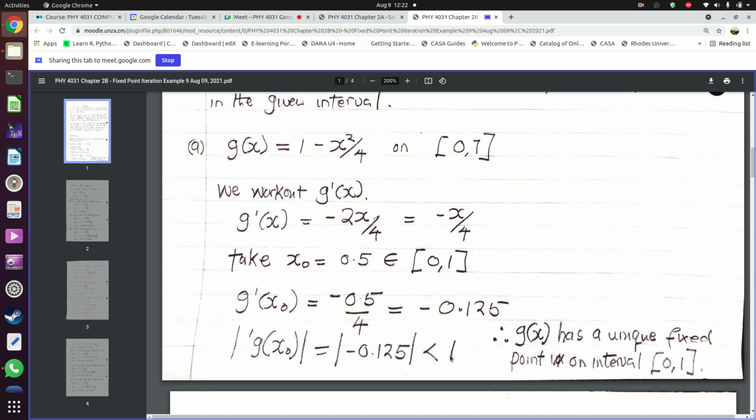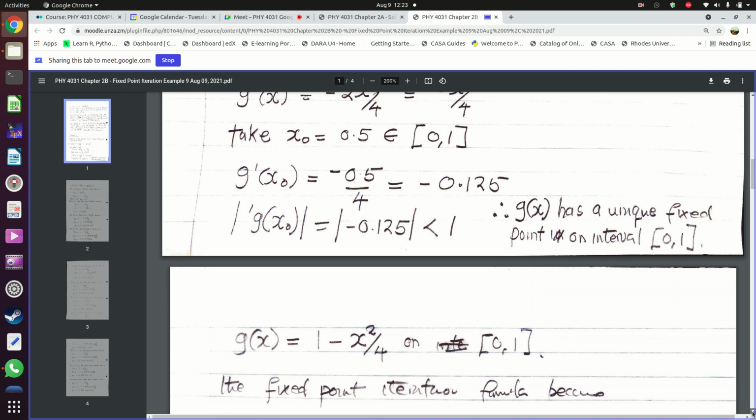Yes, sir. What we're seeing here is that the derivative of our function g of x in this interval, if you choose anything in this interval, is going to give you a value less than 1. If it gives you a value less than 1, that simply means that there is actually a fixed point which exists in this interval 0, 1. Now that we have confirmed that through this step, we can start doing our fixed point iteration to find out what this fixed point is supposed to be.